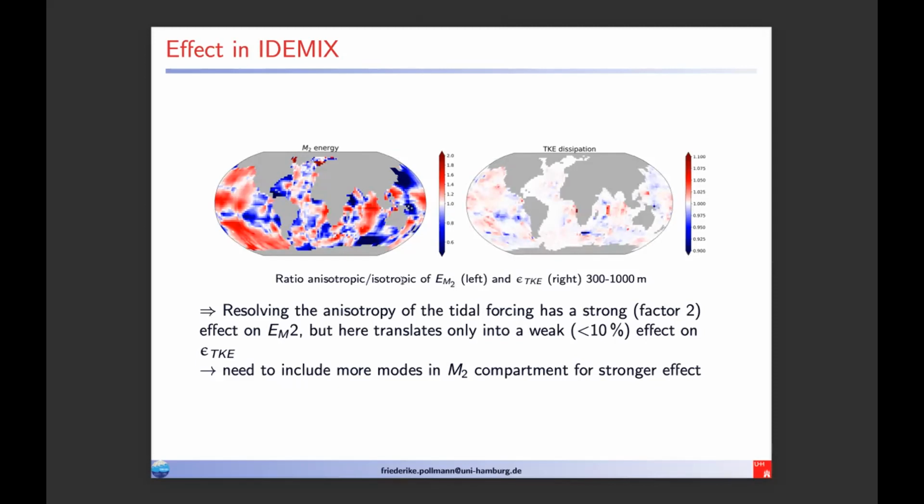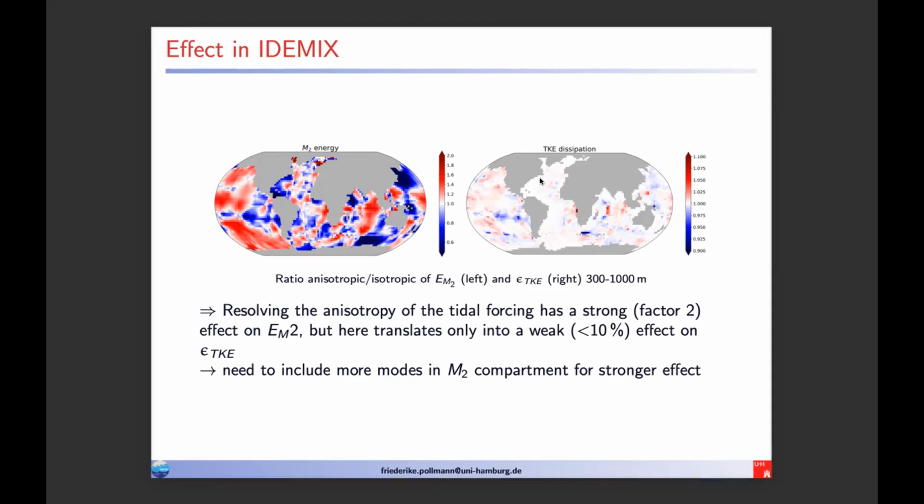On the left-hand side is the M2 tide energy, and on the right-hand side is the turbulent kinetic energy dissipation rate between 300 and 1,000 meters. What you can nicely see is that resolving the direction of the tidal forcing has a large effect on the M2 energy. In directions that cross the Hawaiian Ridge, there's much more energy than before. Along the Hawaiian Ridge, there's less. Also for the Mariana Arc system, along it, there's less energy; across it, there's more. I was a bit disappointed that the effect on the TKE dissipation was not that noteworthy.